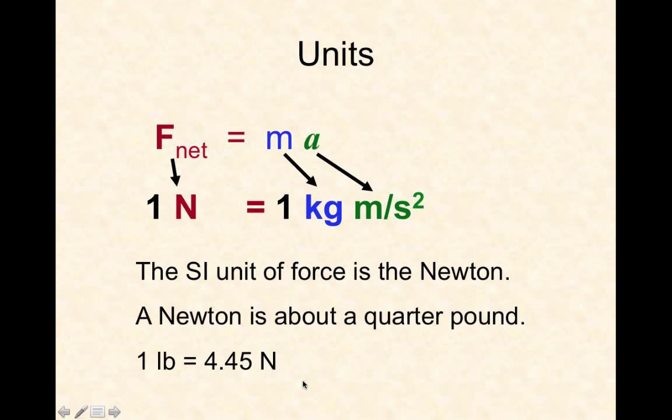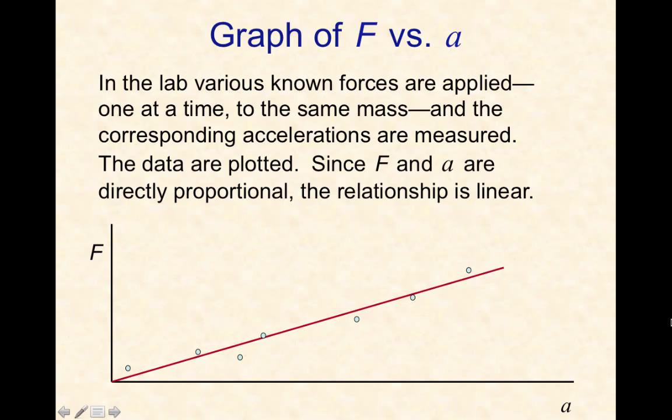The conversion between pounds and newtons is given right here. So 1 pound, which we use here in the United States, is the same thing as about 4.45 newtons.